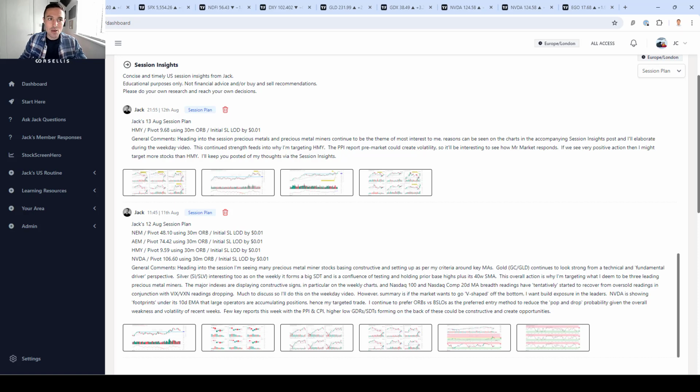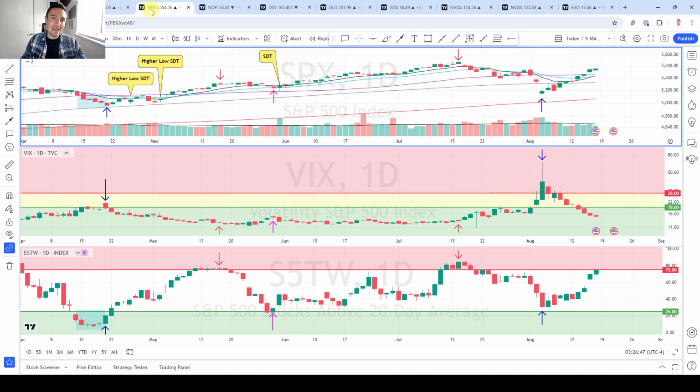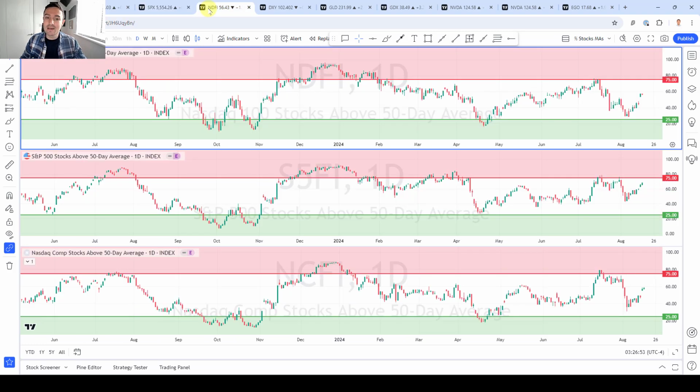screening and scanning. We're going to take a look at the major indexes. We're going to go and take a closer look at the S&P 500, the VIX, and the S&P 500 stocks above their 20-day moving average. We're then going to take a closer look at breadth, looking at 50-day moving average breadth readings.